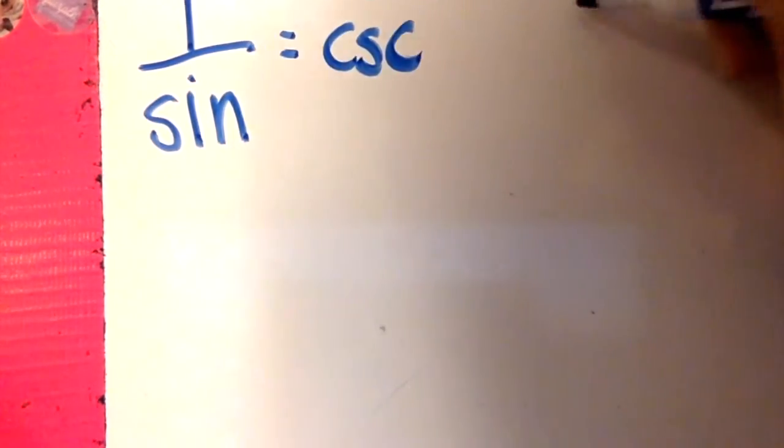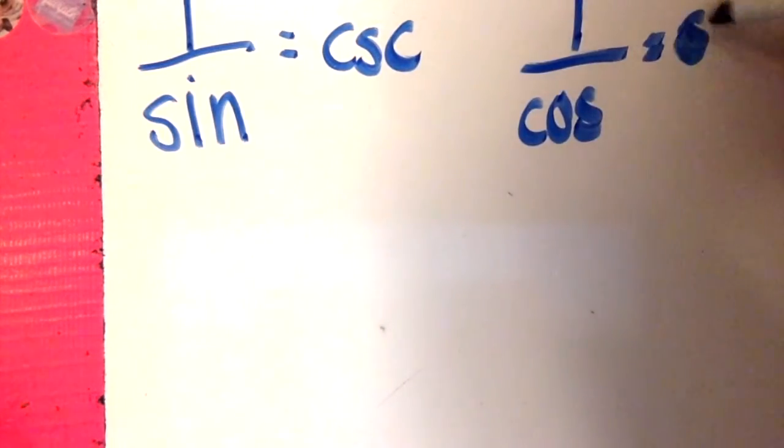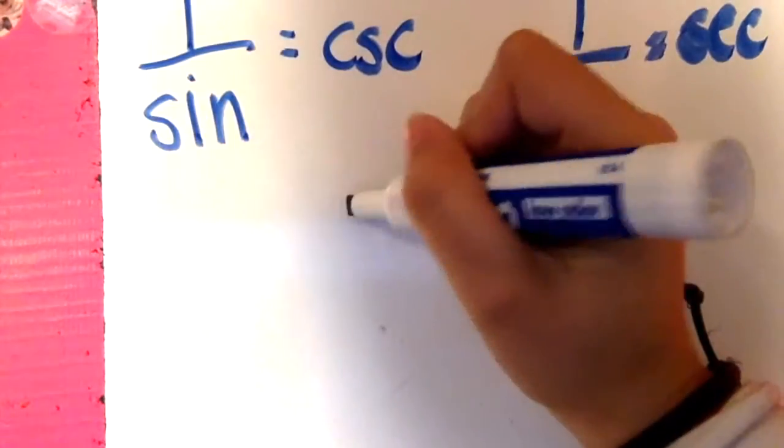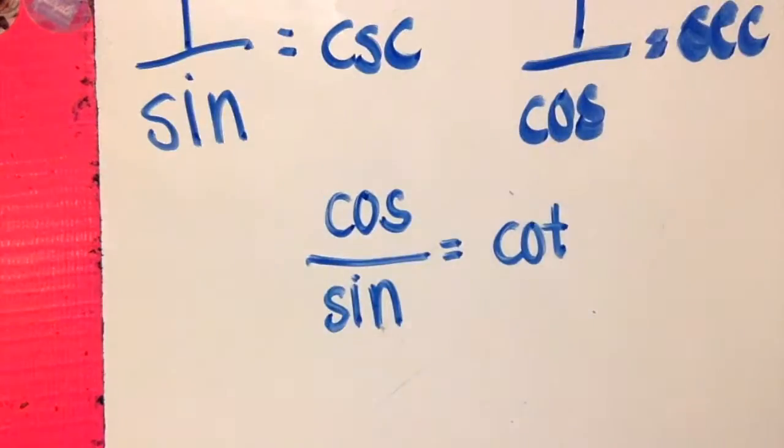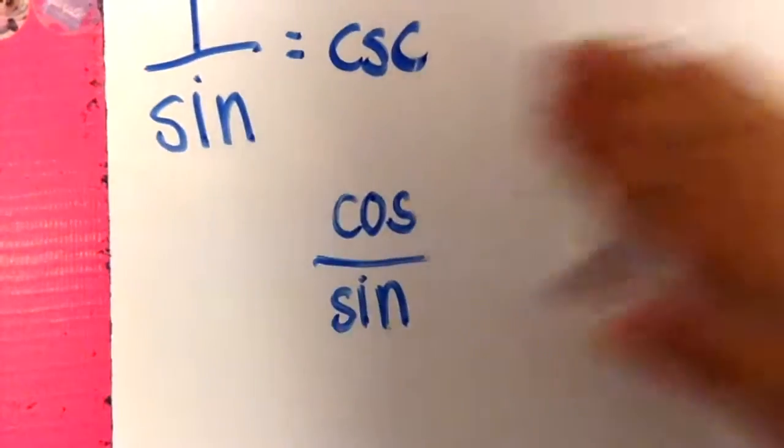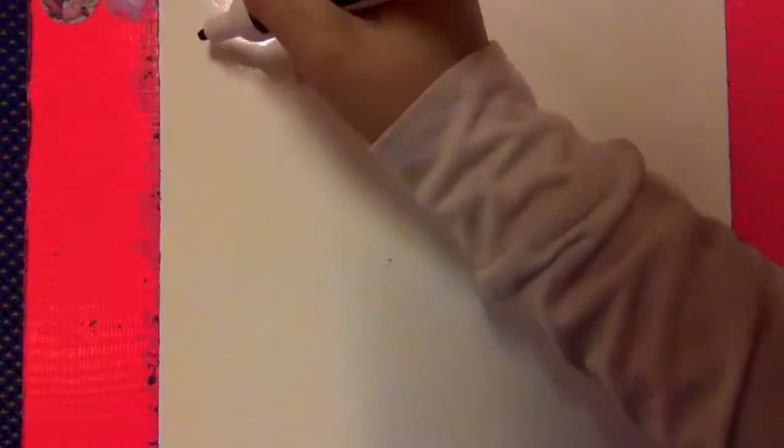And then you're going to have opposites, which are cosecant, secant, and cotangent. So for your cosecant, it would be 1 over sine. For your secant, it would be 1 over cosine. And then for your cotangent, it's going to be cosine over sine, which is opposite. So yeah, that's just how you break them down.